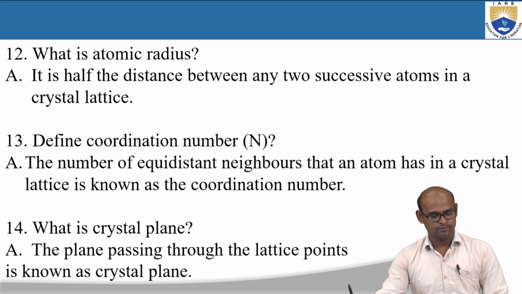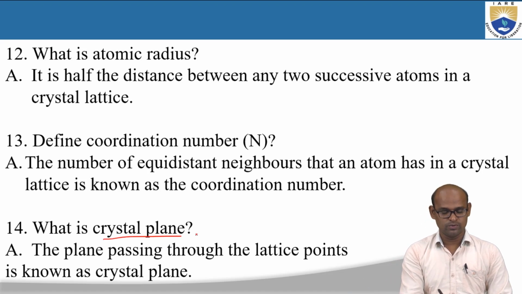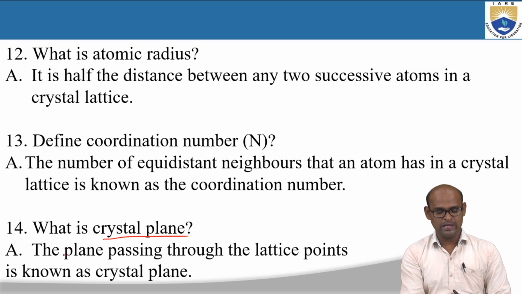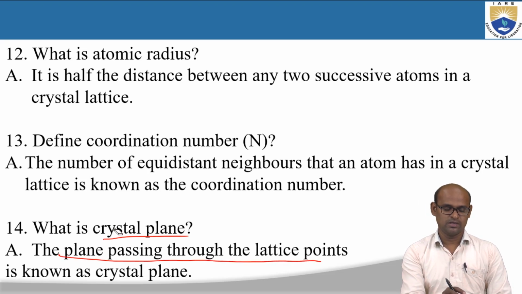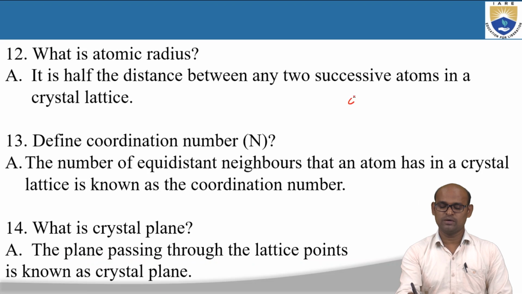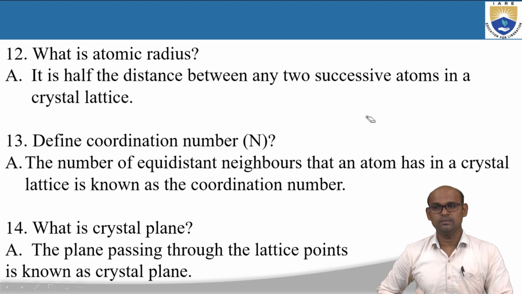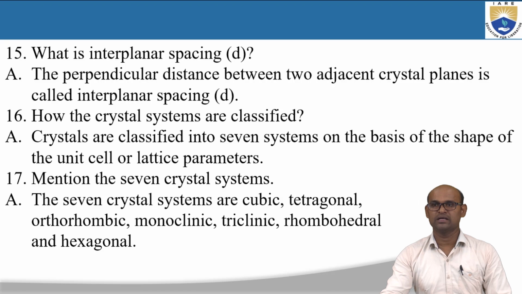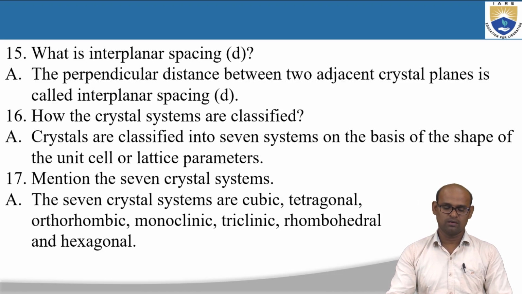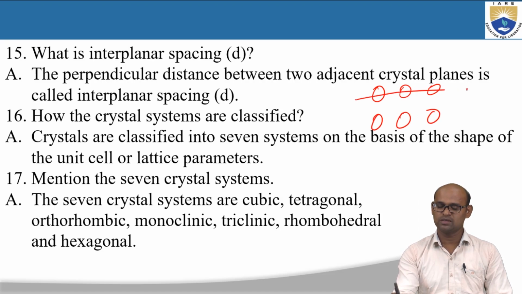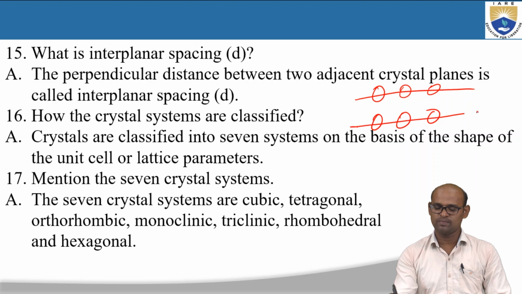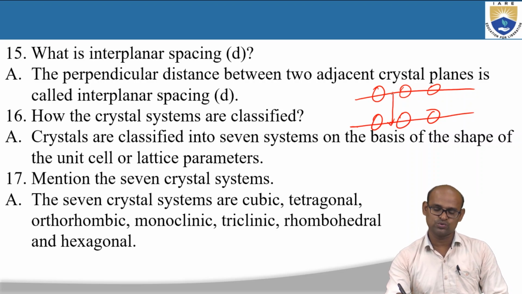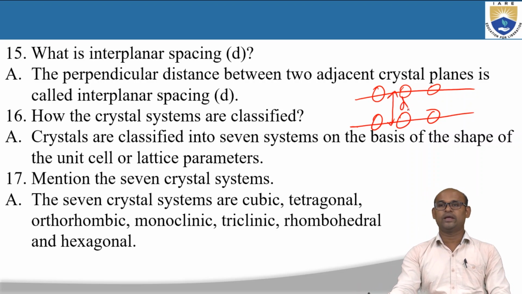Then what is a crystal plane? The plane passing through the lattice points is known as a crystal plane. What is interplanar spacing? The perpendicular distance between any two adjacent crystal planes is called interplanar spacing. I have a plane here passing through these atoms and another plane passing through these atoms, and the distance between these two planes is the interplanar spacing.